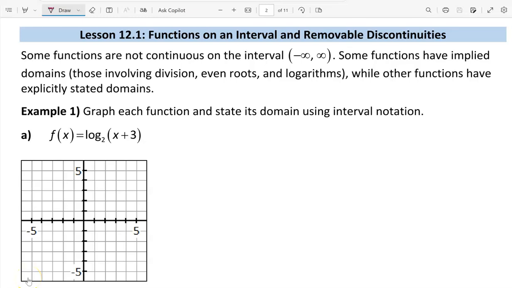In Lesson 12.1, we're going to concentrate on functions which are graphed on a specific interval and also something called a removable discontinuity. Some functions are not continuous for all real numbers, or the interval from negative infinity to positive infinity. Some have implied domains, and those are going to be the ones that we've studied previously, those that involve division, even roots, and logarithms, while other functions will have explicitly stated domains. We'll get to those in just a moment.